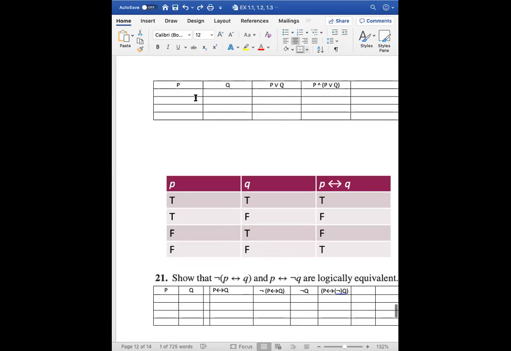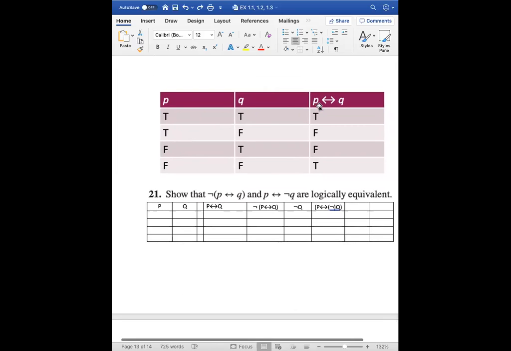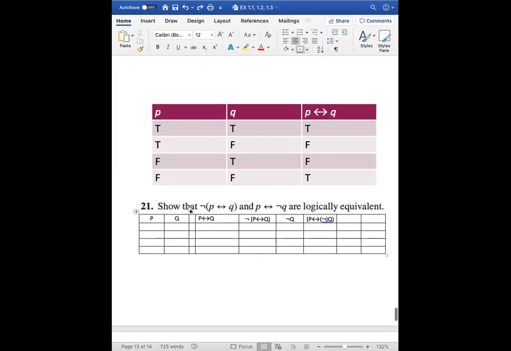All right, if no question, let's move on to the next one. So I just put down the truth table for the biconditional to solve question number 21 for you guys. What we have to do is prove that this is equivalent to this. In other words, the truth values for this one are the same as the truth values for these.